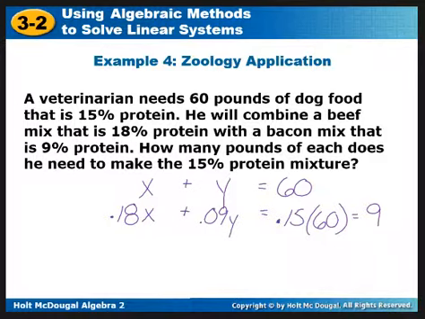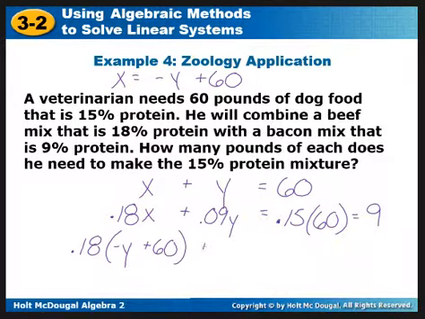So for example, let's just say we take the top one and we're going to solve it for x. So x would equal -y plus 60. Then in place of the x on the bottom, I'd go 0.18, and in place of the x, I'm going to put (-y plus 60). I have plus 0.09y, and that's supposed to equal 9 after we do our calculation.